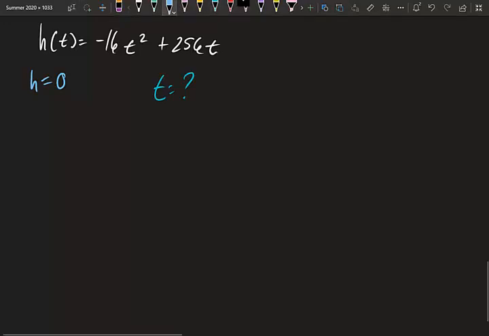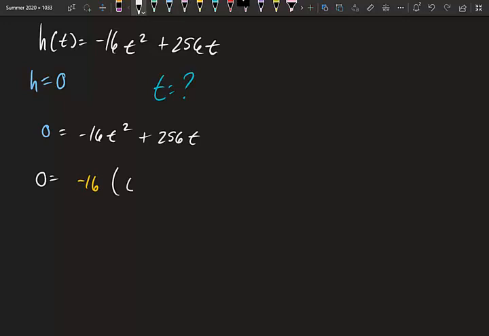All right, so let's replace it. We have 0 equals negative 16t squared plus 256t. Now, this is a binomial, so when it's a binomial, we look for a greatest common factor. The greatest common factor is negative 16t. So we're left with t plus 16, minus.